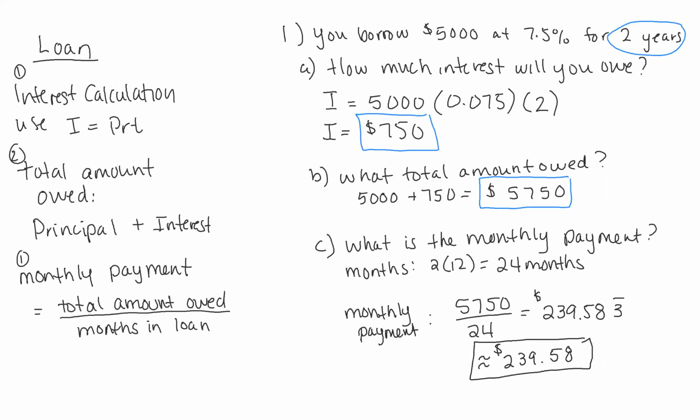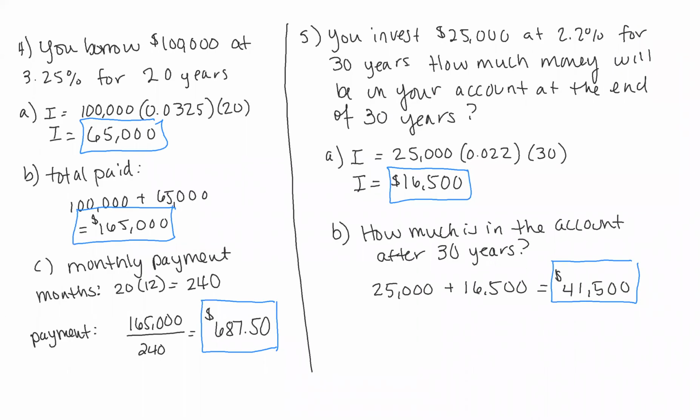We looked at examples where we calculated the interest, the total amount owed, and the monthly payment on a loan. And then we finally looked at also investments. So how much did you invest initially? We would use that to determine the interest earned over a certain time frame, and then we could determine how much is in the account after a certain time frame.